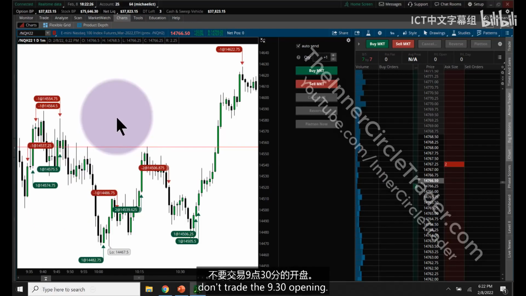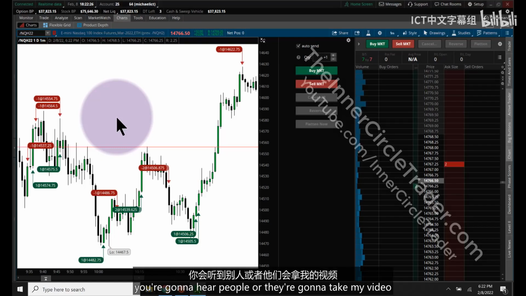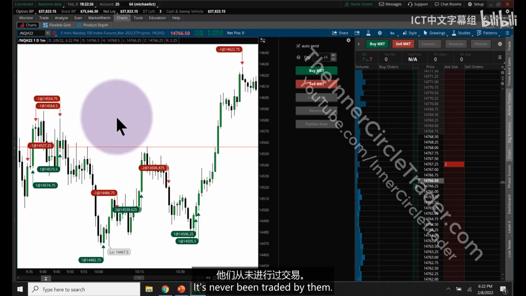A lot of people tell you, don't trade the 9:30 opening. That's scary. It's too much volatility. I actually don't mind it, because sometimes I'm putting an order in to get a feel for what it's doing. Now, right away, if I just show you this chart and don't give you the context behind it, you're going to hear people, or they're going to take my video and do all this armchair quarterbacking after the fact. It's never been traded by them.